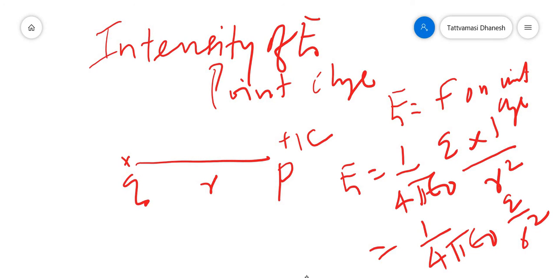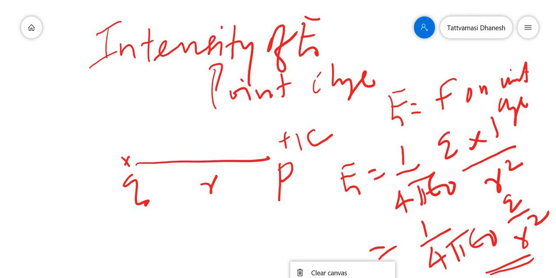So this is the important formula, very important. What is the intensity of electric field due to a point charge? It is a very simple derivation. Intensity of electric field due to a point charge is E is equal to 1 by 4 pi epsilon 0 into Q by R square.